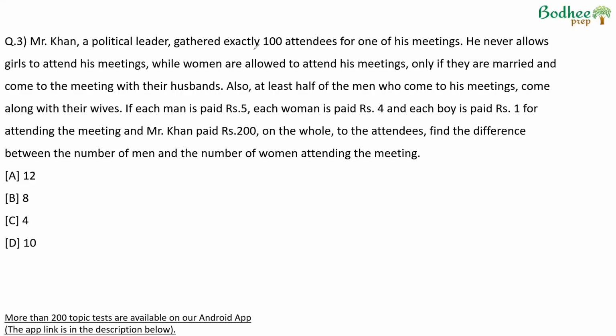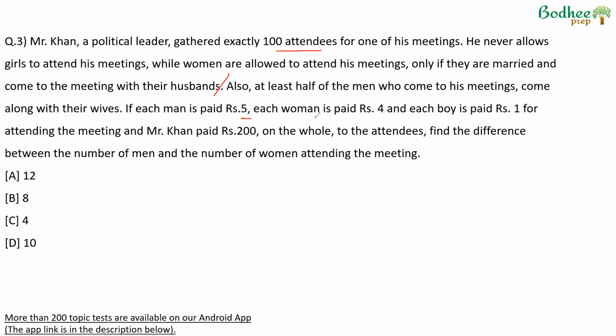Mr. Khan, a political leader, gathered 100 attendees for one of his meetings. He never allows girls to attend his meetings, while women are allowed to attend his meetings only if they are married and come to the meeting with their husbands. Also, at least half of the men who come to his meetings come along with their wives. So if 4 men are coming, at least 2 will come with their wives, and they will be the only women present.